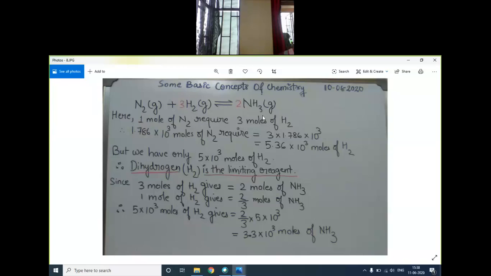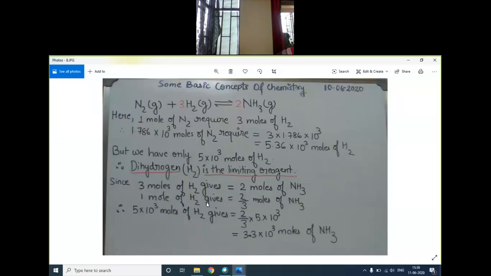Note that limiting reagent decides the amount of product. Here we got the limiting reagent hydrogen, so the amount of hydrogen will decide the amount of ammonia. So we will make a relation between these two. Here 3 moles of hydrogen are required to produce 2 moles of ammonia. I am writing this from the balanced chemical equation. The first line we always write from the balanced chemical reaction.